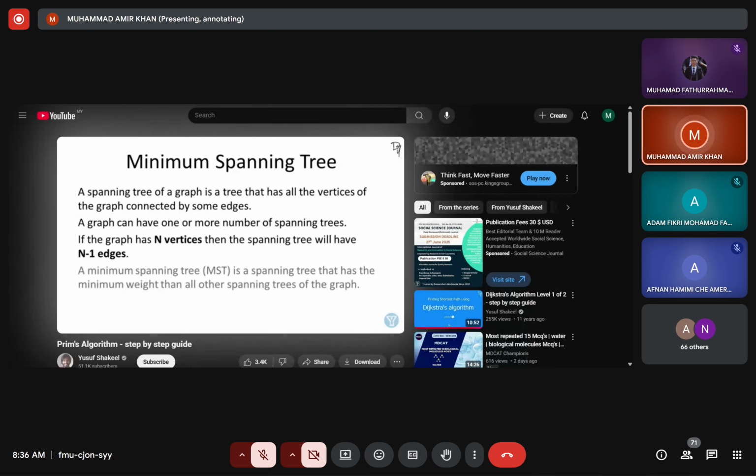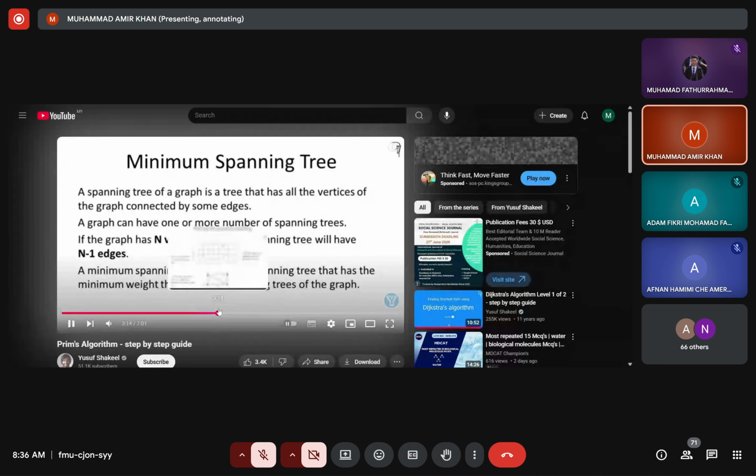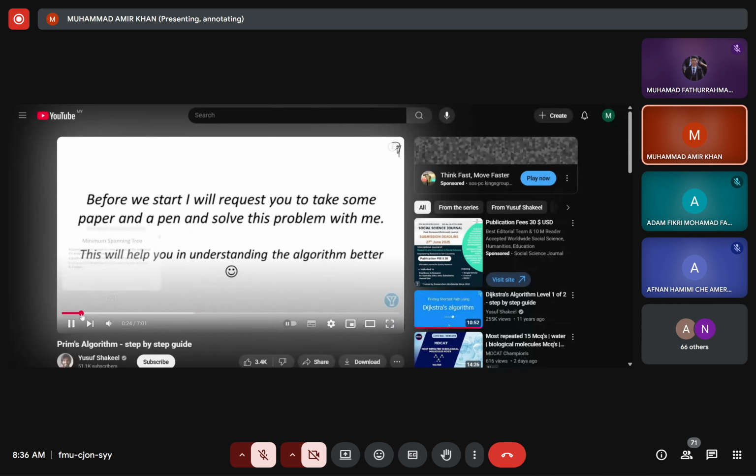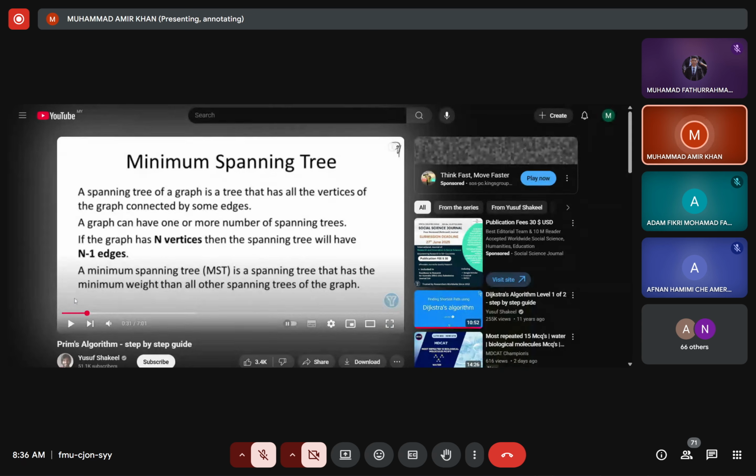The minimum spanning tree is a spanning tree that has a minimum weight compared to all other spanning trees of a graph. So always we have n minus 1 edges. We will see how we find the minimum spanning tree in a graph.